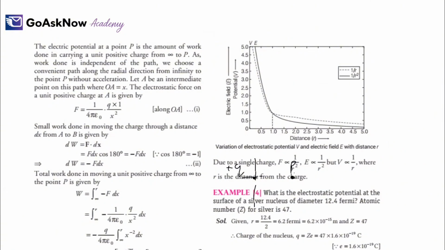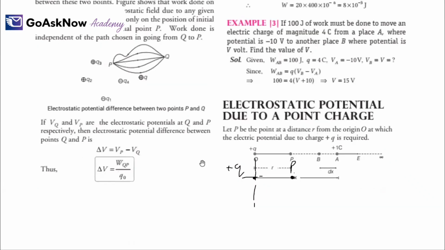As work done is independent of the path, we choose a convenient path along the radial direction from infinity to the point P. So we have chosen a radial direction, without any acceleration. Let A be an intermediate point on this path, where OA is equal to x.